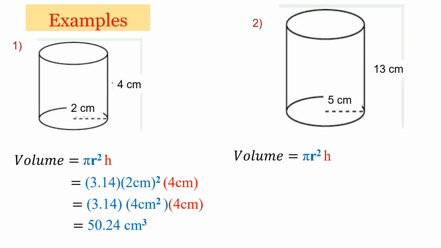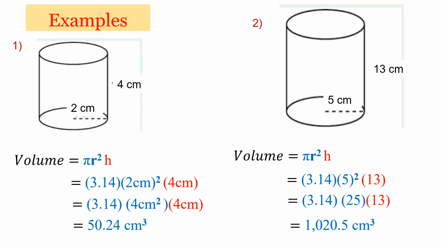Now let us have the second figure. Using the formula pi r squared h, since the radius and the height are given, all we need to do is substitute all the values, and the value for your pi is 3.14. Be very careful with your r squared, so you need to square your 5. It is equal to 25. Then multiplying everything, it is equal to 1020.5 cubic centimeters.